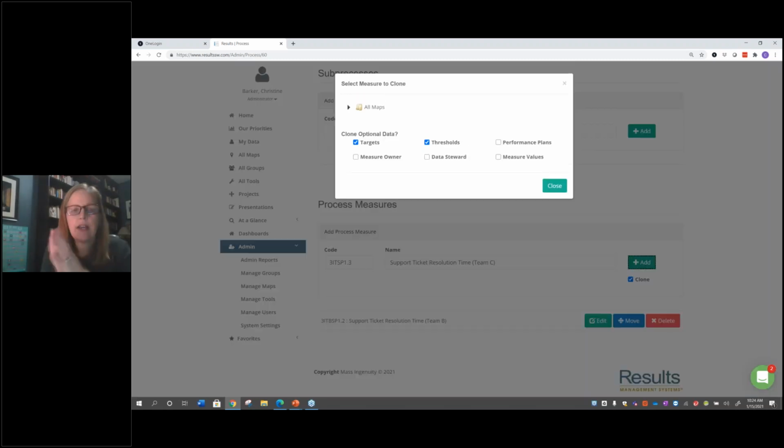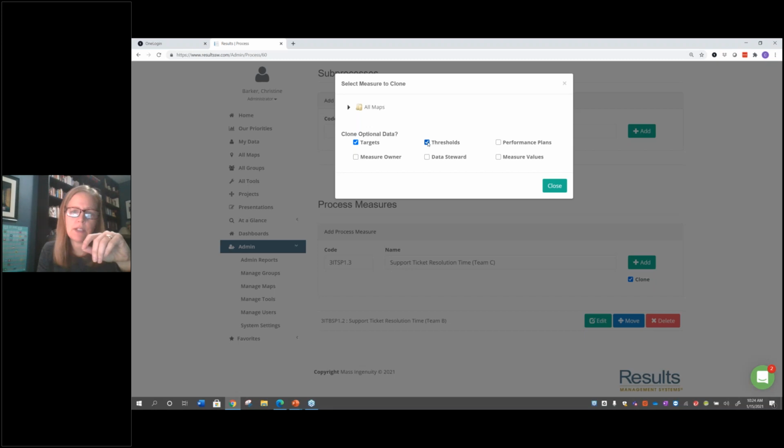Now we have this here, and you'll see that we assume a couple things when we added this functionality. We assume that in most cases you want the same targets and thresholds. But if you don't, you can unclick. Maybe you want the same target, but different teams have different thresholds, so you can unclick.